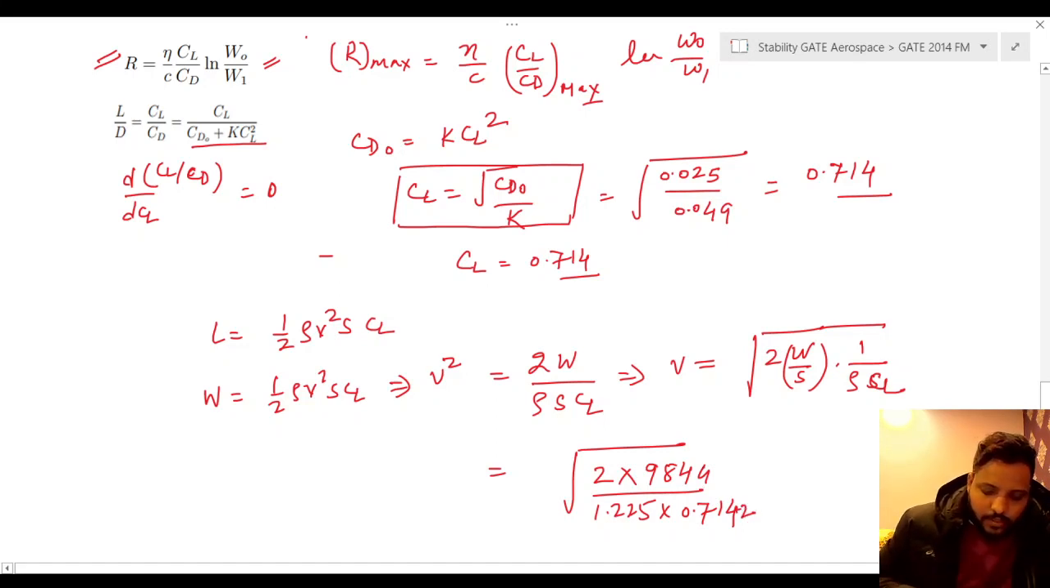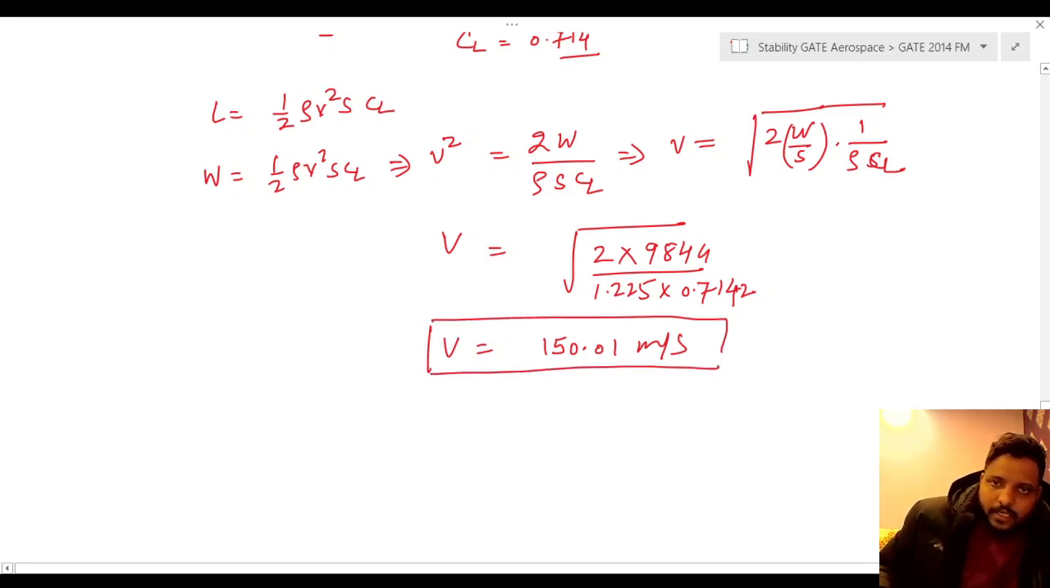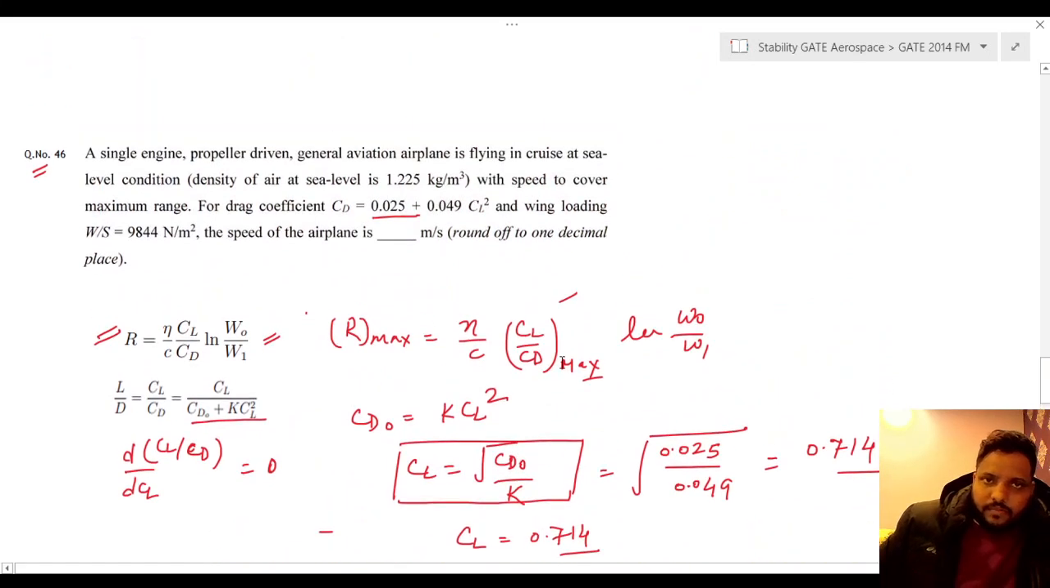Okay, so CL is 0.7142. If I solve this, I get 2 into 9844 divided by 1.225 multiplied with 0.7142. So my answer for the given conditions, the velocity, is around 150.01 meter per second. This is the correct answer here. So this is the solution of question number 46, 150 meter per second is the answer.